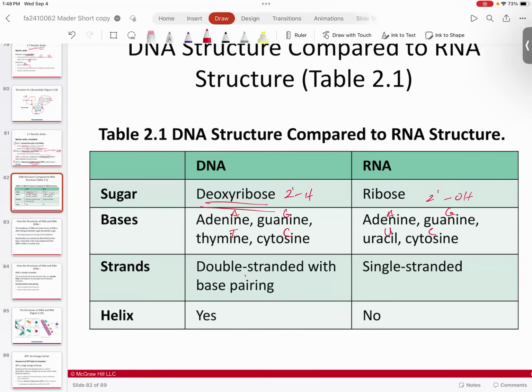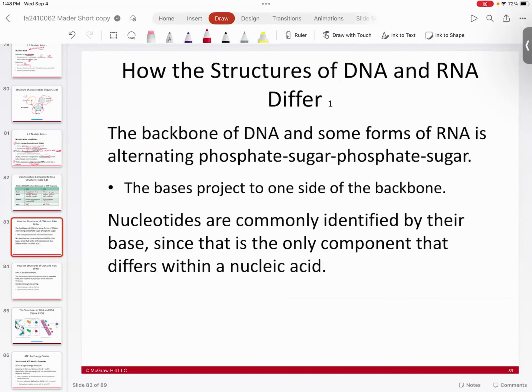DNA is double-stranded with 2 base pairs. So 2 bases hydrogen bond to each other to form your double strand, whereas RNA is single-stranded. So it's a little bit different. Generally speaking, DNA is a helix, RNA is not. It's straight, it's linear in nature. So those are some of the major differences.